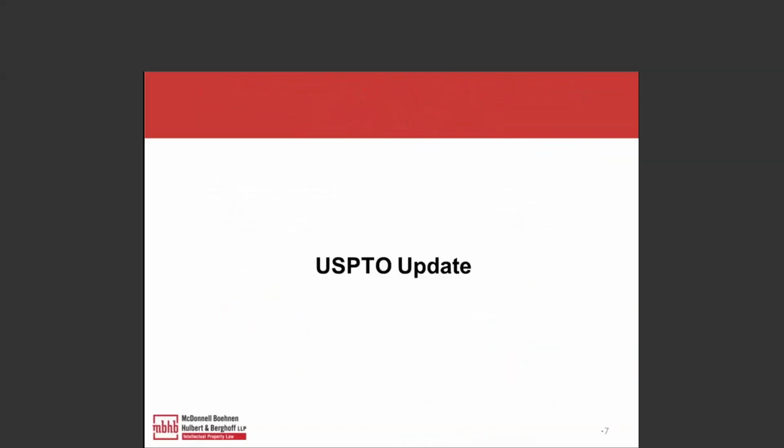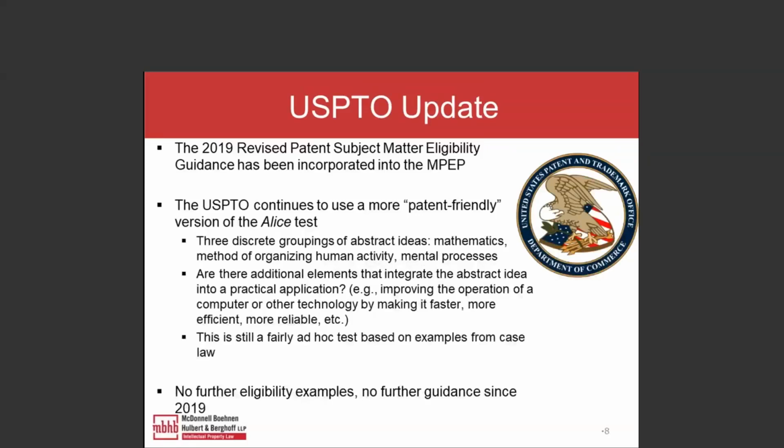Okay, so let's move on from there. That's the basics on Section 101 and the interpretive case law. Let's talk about what happened in the USPTO last year in 2020. And in short, not much. Ever since the Alice case came down in 2014, there's been a lot of activity in the Patent Office interpreting this case and explaining to patent examiners how to examine patents in view of Alice and how to apply the 101 test. And it's been an evolving framework.